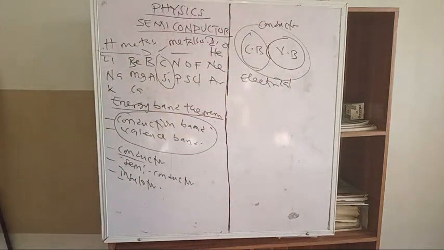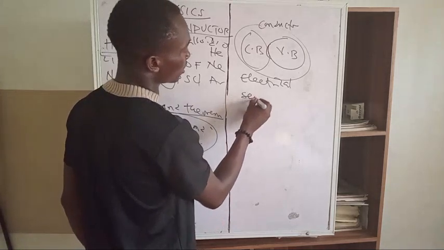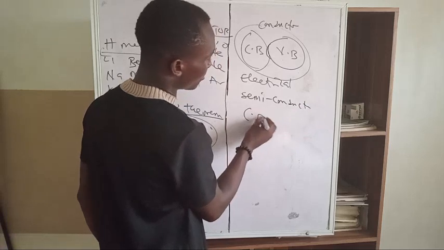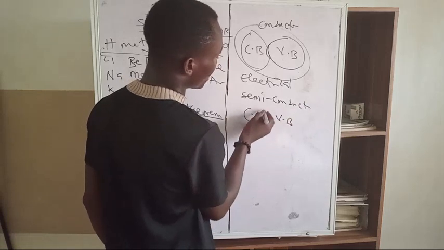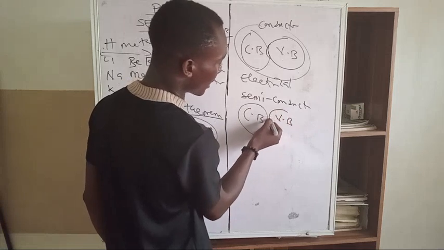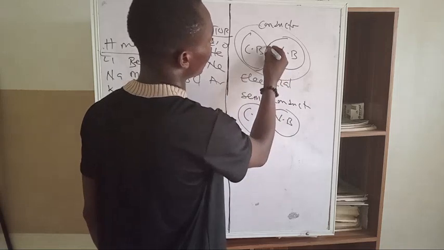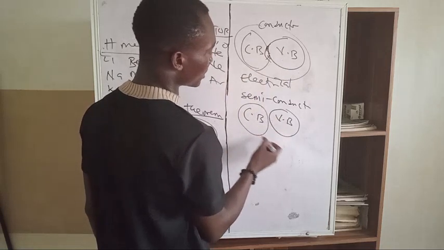Then number two, what happens at the insulator? At the semiconductor, what also happens? At the semiconductor, the valence band and the conduction band are separated by what we call a forbidden gap, but not as large as in an insulator. So there's a separation of these two bands. We have our conduction band here and our valence band. Here there is an overlapping of both bands, but here it is separated by a little gap.